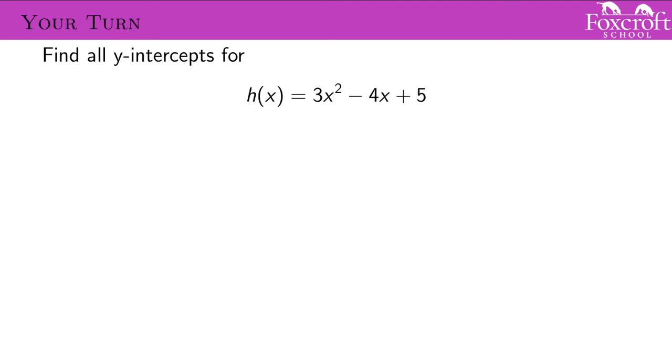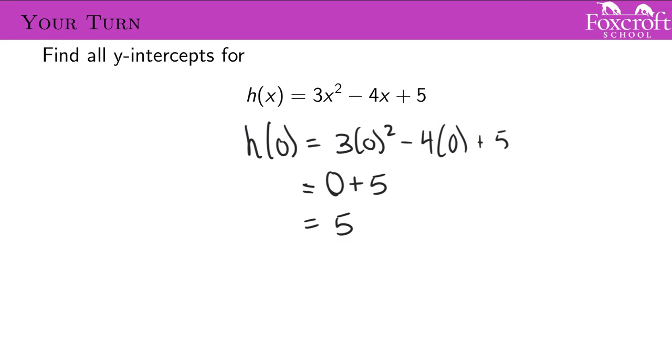All right, so here's your turn. Go ahead and find the y-intercept for this function. And here's the answer I get: 5 for my y-intercept. One small mistake that some people might make is with the exponents. They might apply the square to the 3 as well and get something like 9 minus 4 plus 5. But remember, you square first, so 0 squared is 0, and then 3 times 0 is 0. So when you're plugging in 0, all the terms with the x's are going to go away, and that makes it pretty simple to simplify after you plug in 0.